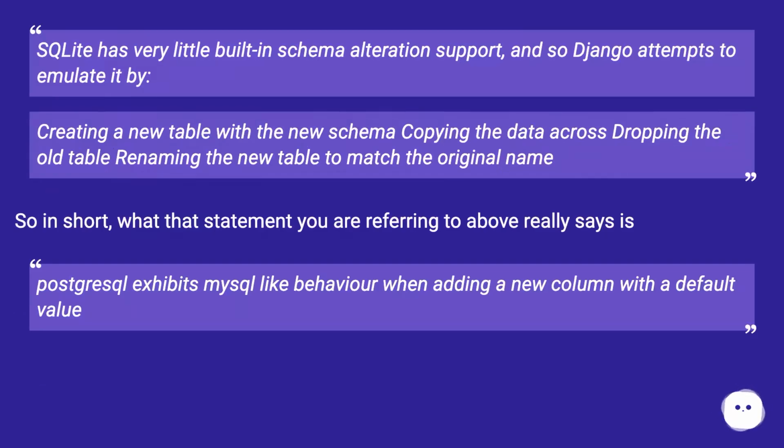And SQLite has very little built-in schema alteration support, and so Django attempts to emulate it by creating a new table with the new schema, copying the data across, dropping the old table, and renaming the new table to match the original name. So in short, what that statement you are referring to above really says is, PostgreSQL exhibits MySQL-like behavior when adding a new column with a default value.